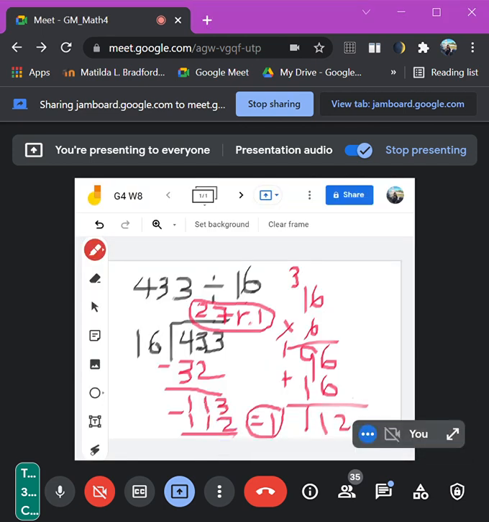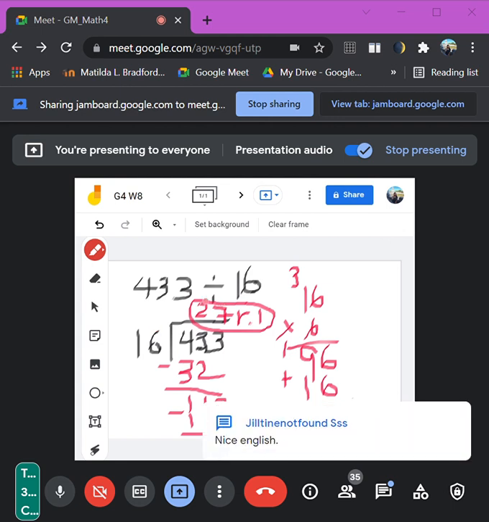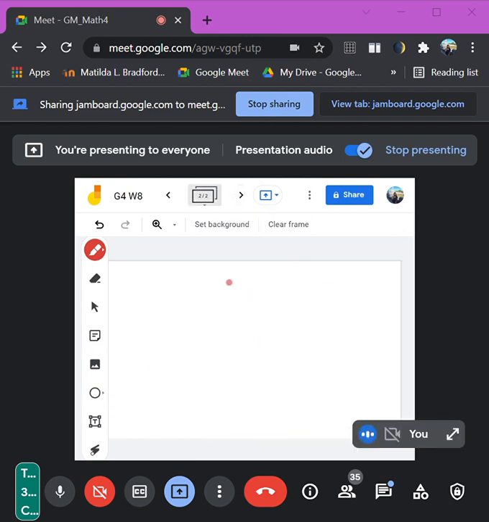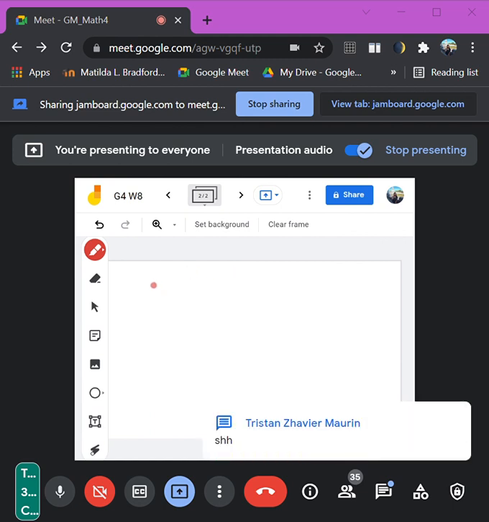Now we are going to check. Teacher, how are we going to check if our answers are correct? You can use your quotient and then multiply it by your divisor. So let's check. We will not include our remainder, class. That is a separate number that came out for the division.